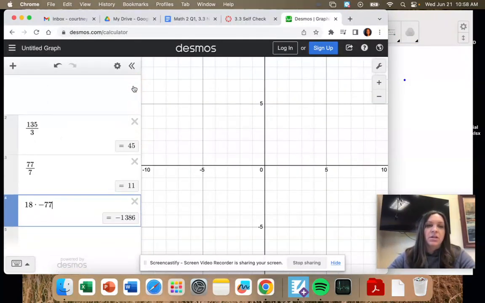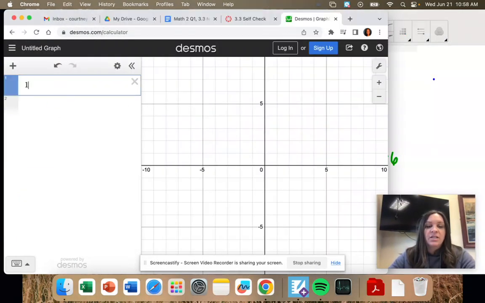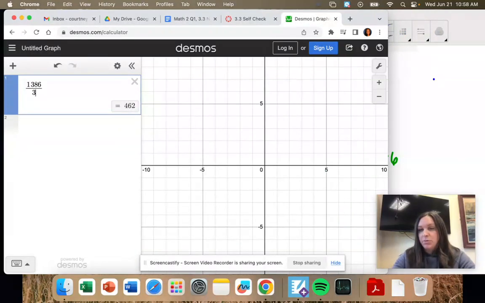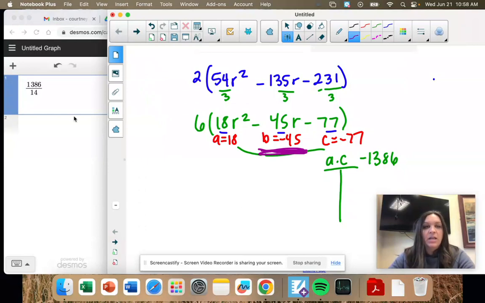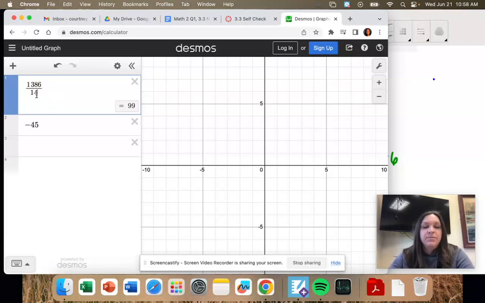So I'm just going to close all these that we did before. All right. So 1386, and we're trying to get to negative 45. So just start dividing until your numbers get smaller. So I'm in the 400s, 200s, 100s, 120, getting closer. What do we, I always forget. Negative 45. We're almost there. I'm going to put it right here so I don't forget. Okay.